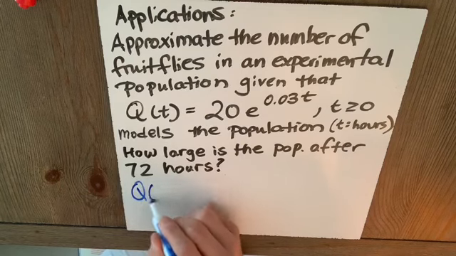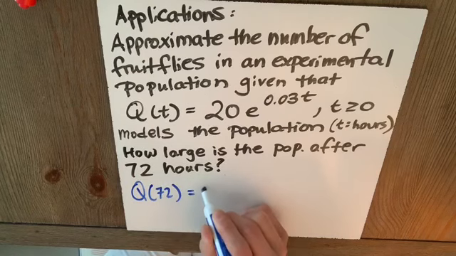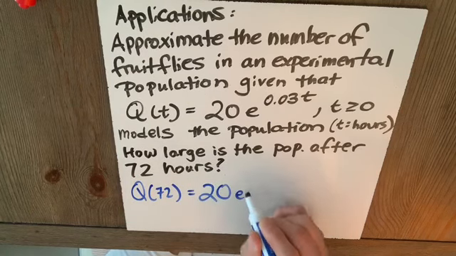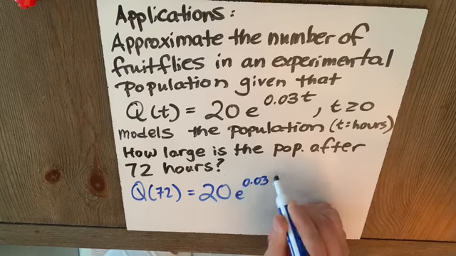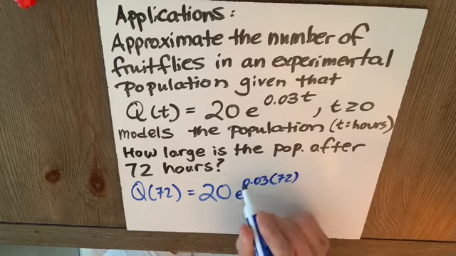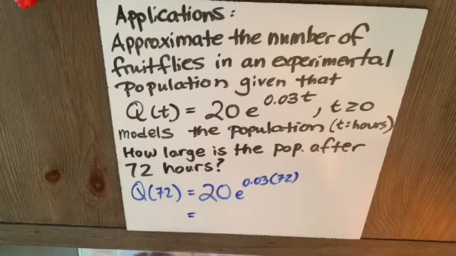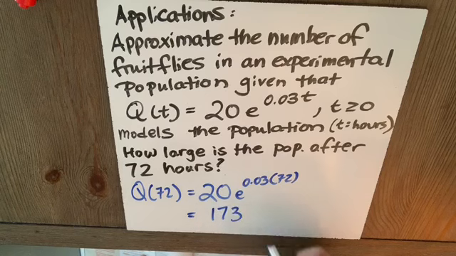So Q of 72, this is simply a matter of plugging and chugging, 20e to the 0.03 times 72. Now that is the exponent on our Euler's number e, 2.71828. And when we do that, we get about 173 flies. That's to the nearest fly.